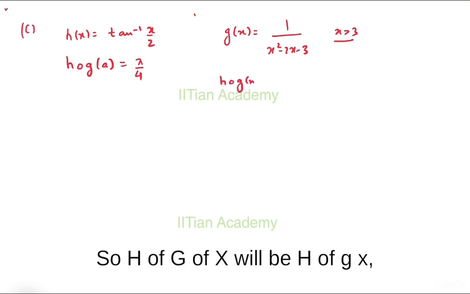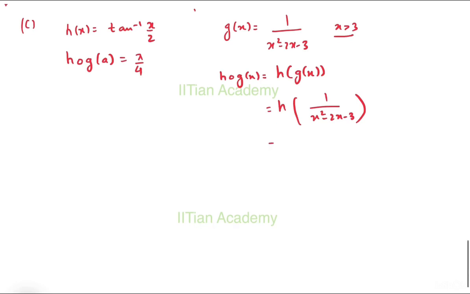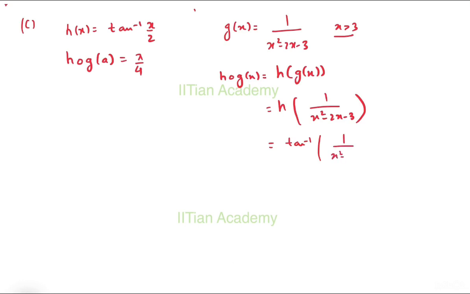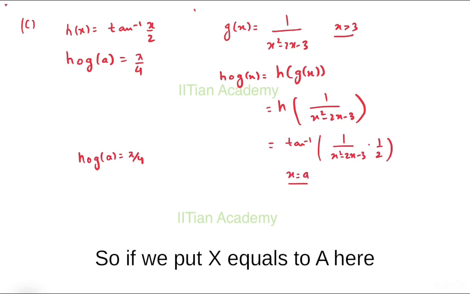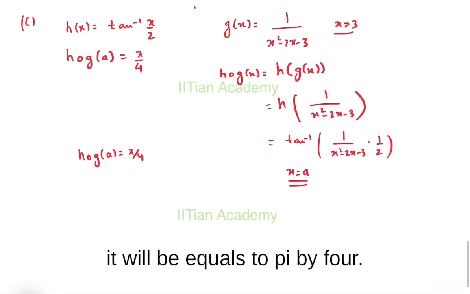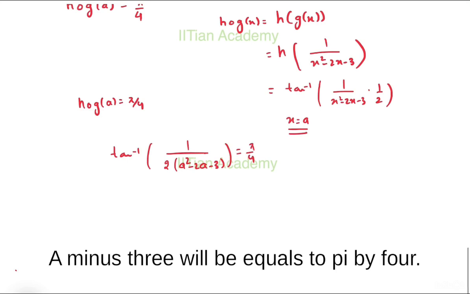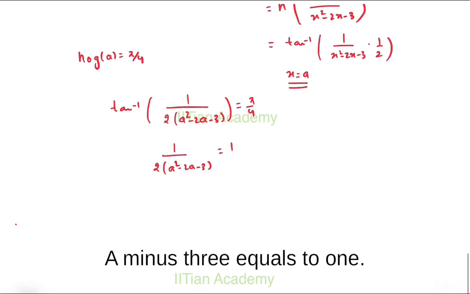So h of g of x will be h of g x. That means h of 1 by x square minus 2x minus 3. And this will be tan inverse of 1 by x square minus 2x minus 3 into 2. Now it is given that h of g of a is pi by 4. So if we put x equal to a here, it will be equal to pi by 4. That means tan inverse of 1 by 2 into a square minus 2a minus 3 will be equal to pi by 4. That means 1 by 2 into a square minus 2a minus 3 equals 1.